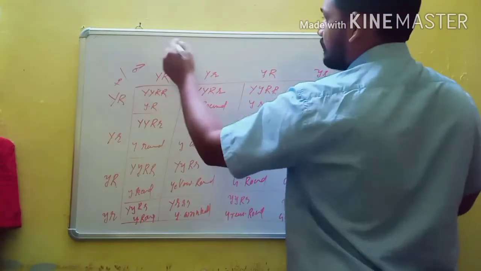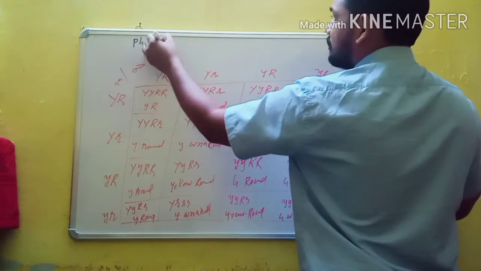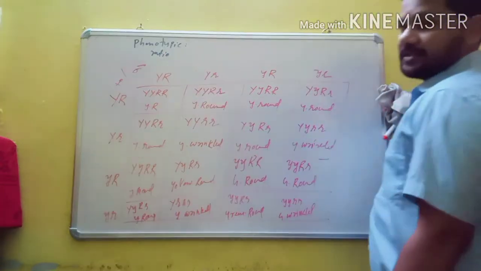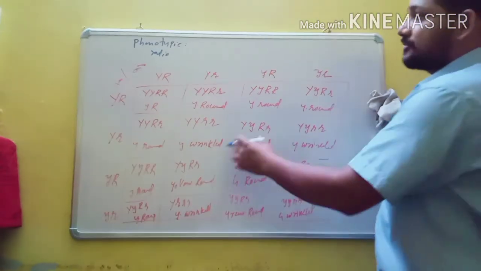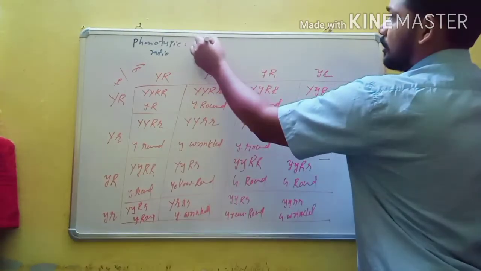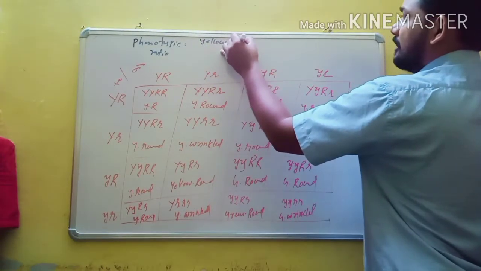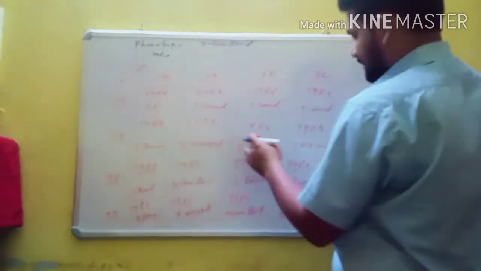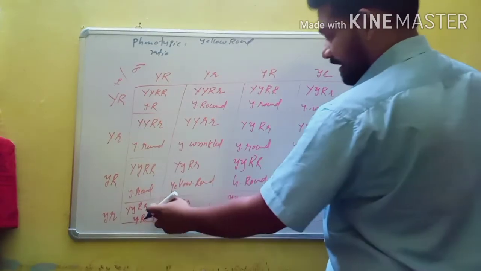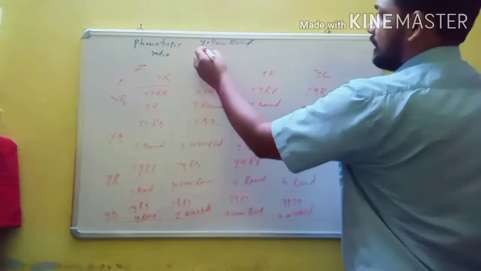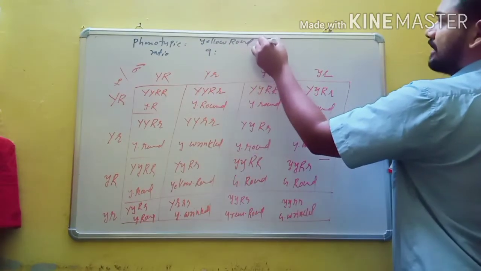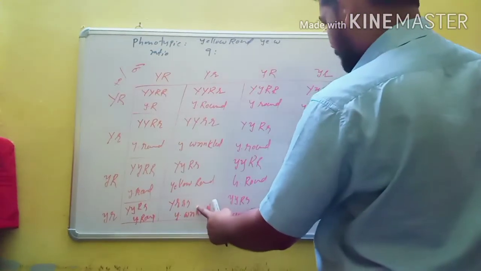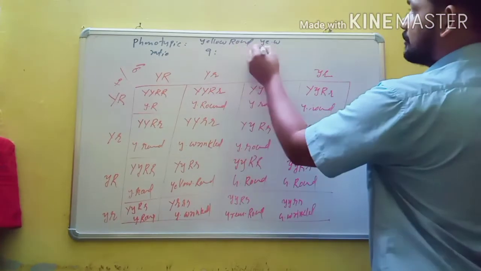The first one is phenotypic ratio. So what is phenotypic ratio? The phenotypic ratio is how many plants there are with each external appearance of the hybrids. So here, yellow round. How many yellow round plants are there? Yellow round 1, 2, 3, 4, 5, 6, 7, 8 and 9. So yellow round are 9. Next yellow wrinkled. How many yellow wrinkled? 1, 2, 3. So yellow wrinkled are 3.